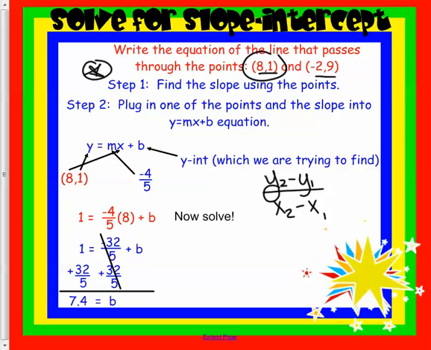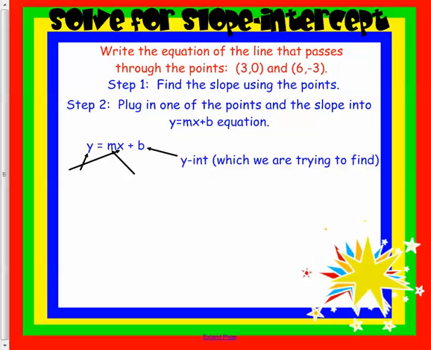Okay, let's look at another one. Write the equation of a line that passes through the points (3, 0) and (6, negative 3). Okay, the first step I want you to do is find the slope. Go ahead and try it for me. All right, pause the video, and here we go. I'm going to show you how to find the slope first.